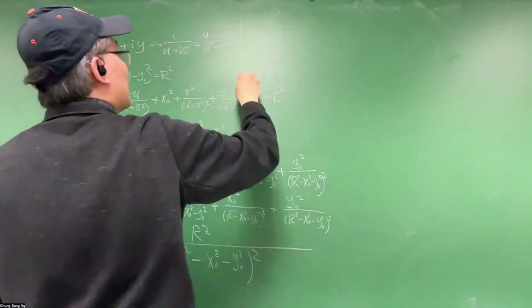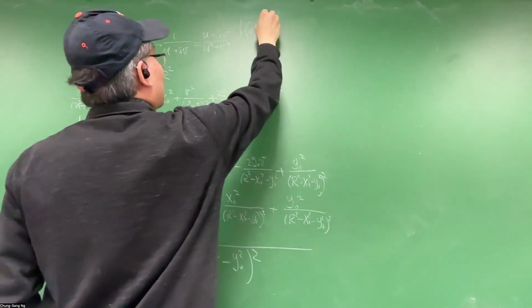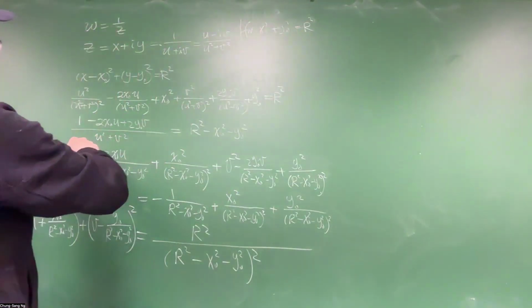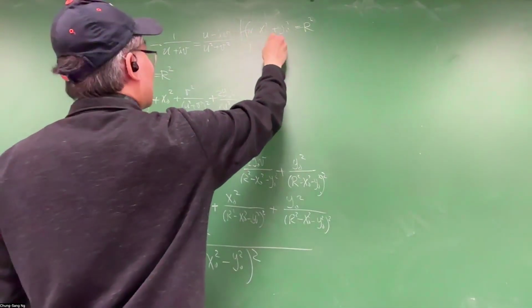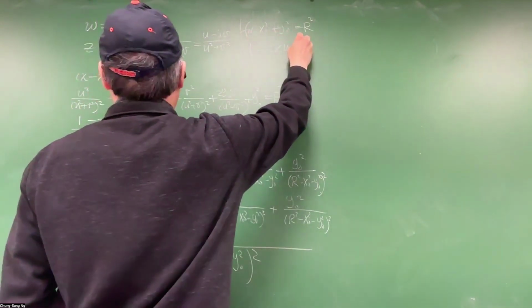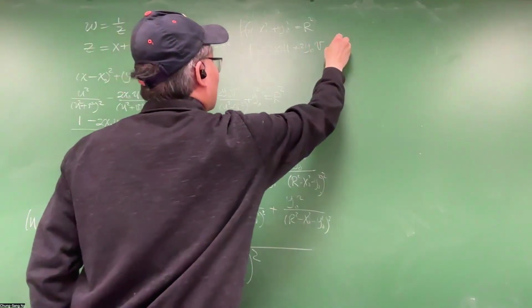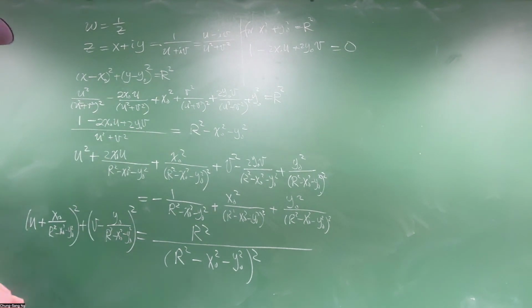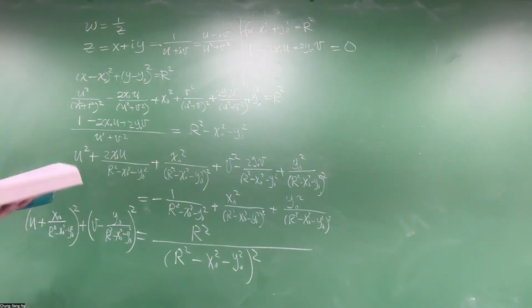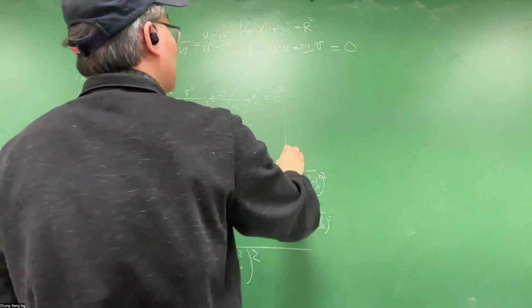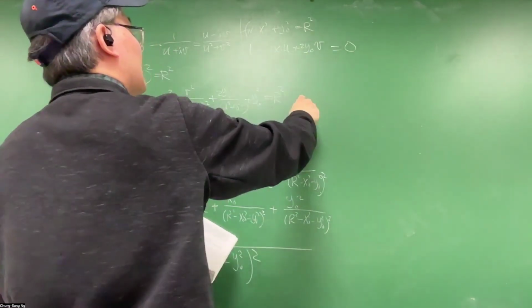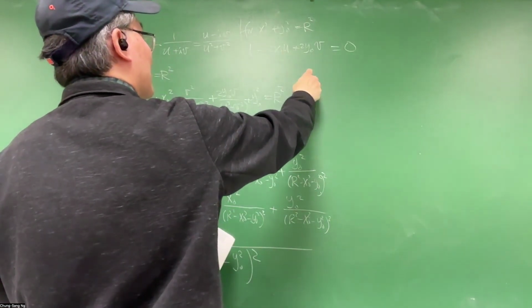So for x squared plus y squared equals r squared, then the equation will be 1 minus 2x u plus 2y v equals 0. That is the equation, right? And so now we can go back to the last case, using this formula to figure out the equation for the line on the W plane.